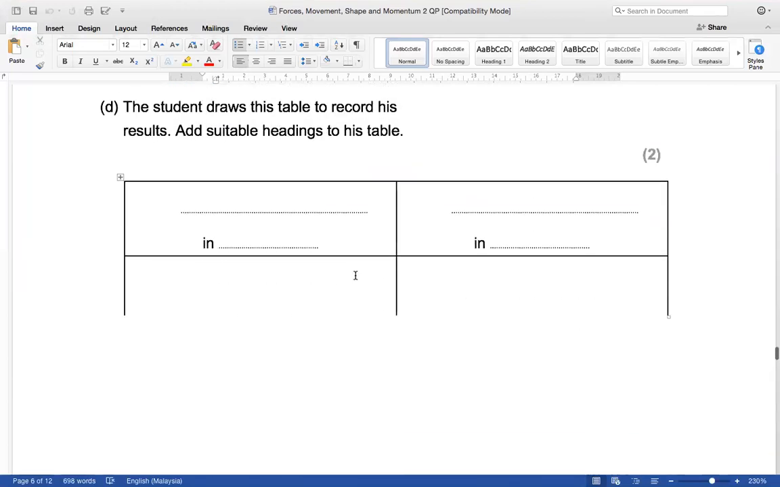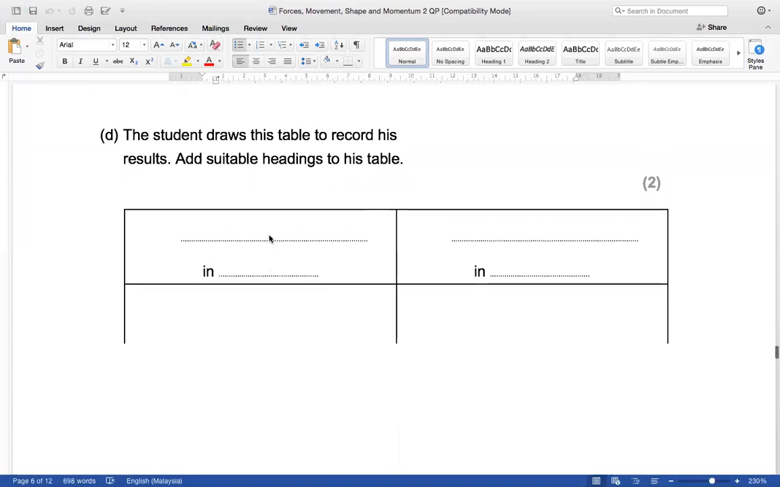Okay. Next, D. A student draws this table to record his results. Add a suitable heading for this table. So what would be the two headings? If let's say I want to record my data, what would my two headings be? What am I recording? What's the first one? What's my independent variable?